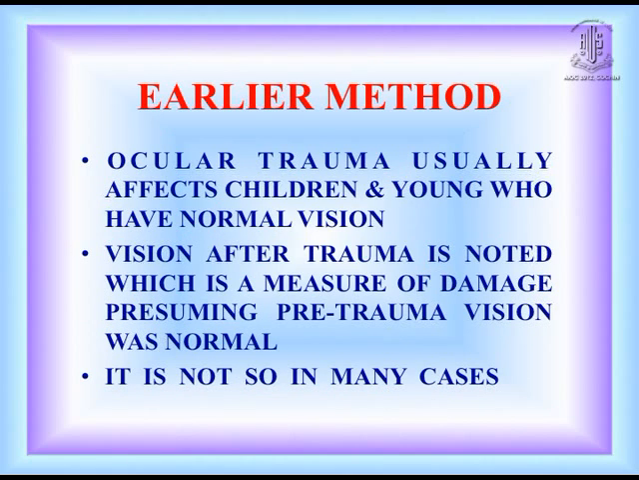Earlier method: ocular trauma usually affects children and young people who have normal vision. Vision after trauma is noted, which is a measure of damage, presuming that pre-trauma vision was normal, as is the case in many cases. But it's not always so.